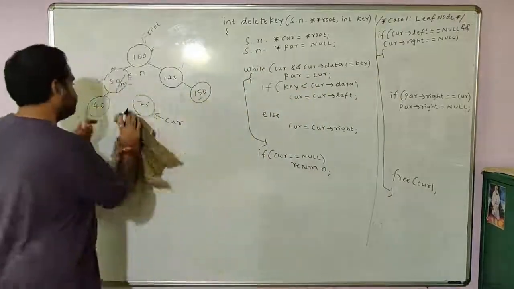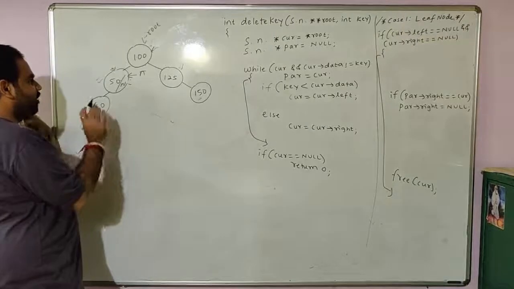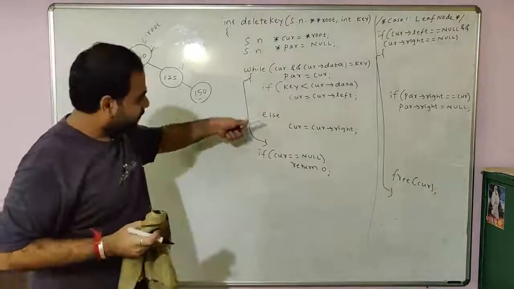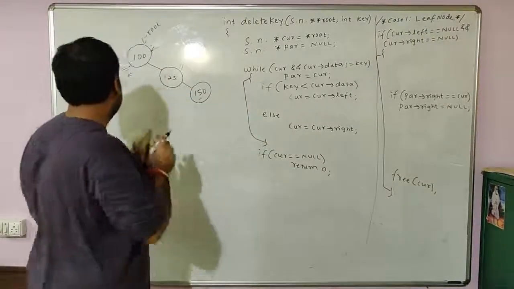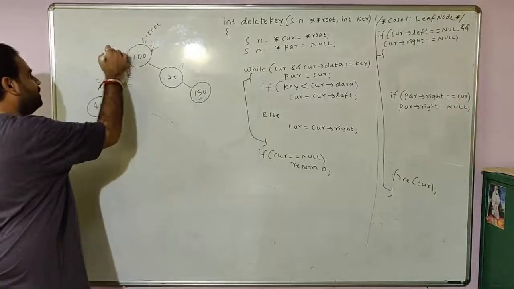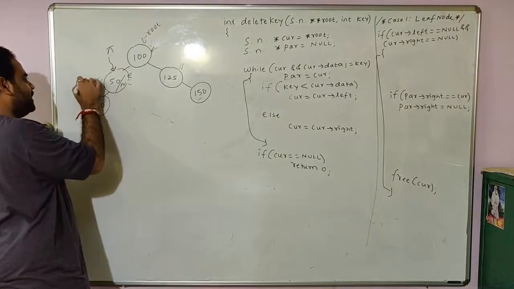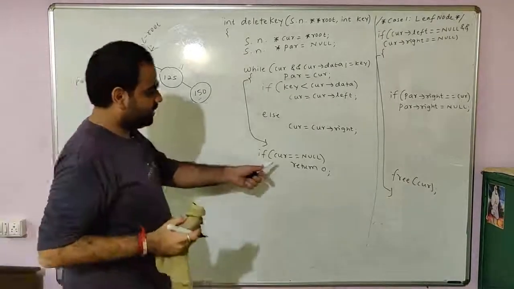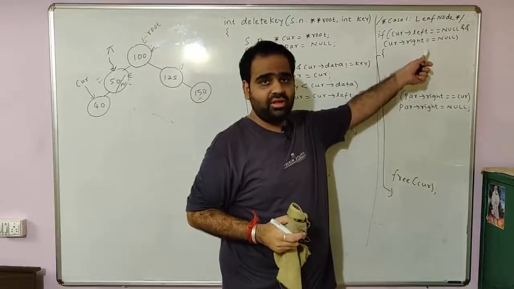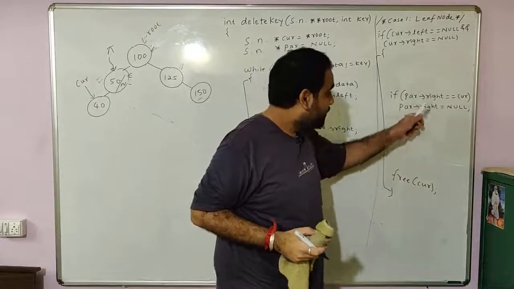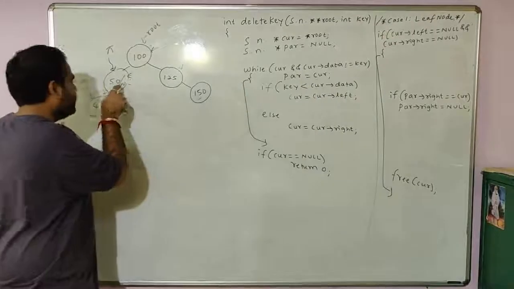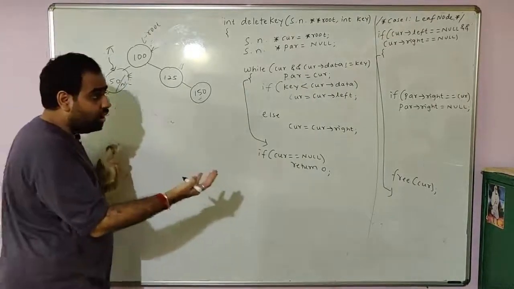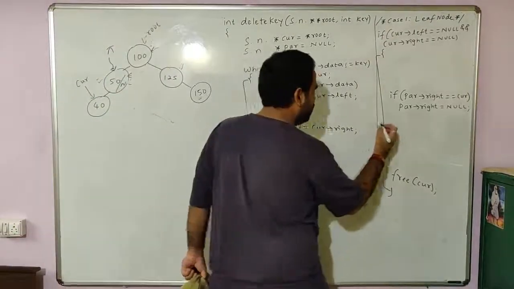Now suppose if you want to delete 40, by the virtue of this loop, if you trace this loop, what will happen? This will be parent and this will be current. Okay. Now is current equal to null? No. Current arrow left is null, current arrow right is null. Yes. If parent arrow right equal to current, is parent arrow right equal to current? No, it is parent arrow left is equal to current.